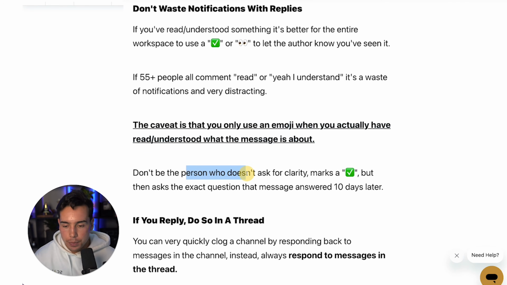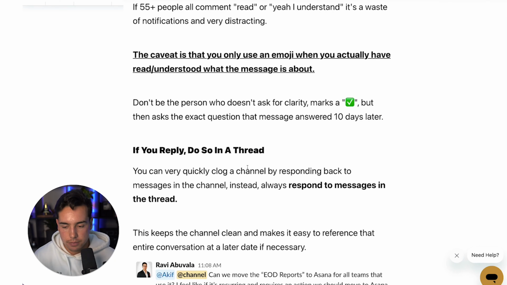The caveat is that you only use an emoji when you actually have read and understood what the message is about. Don't be the person that doesn't ask for clarity, marks a check mark, but then asks the exact same question in a message 10 days later. Nobody likes that person, okay?